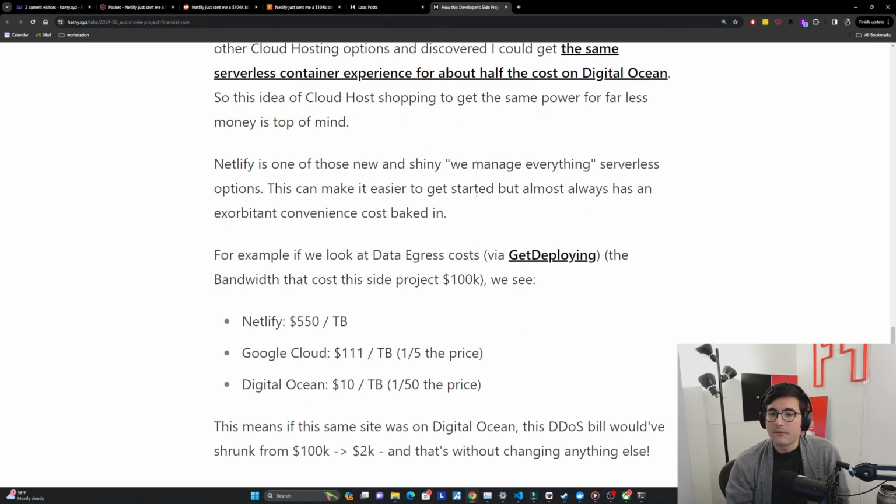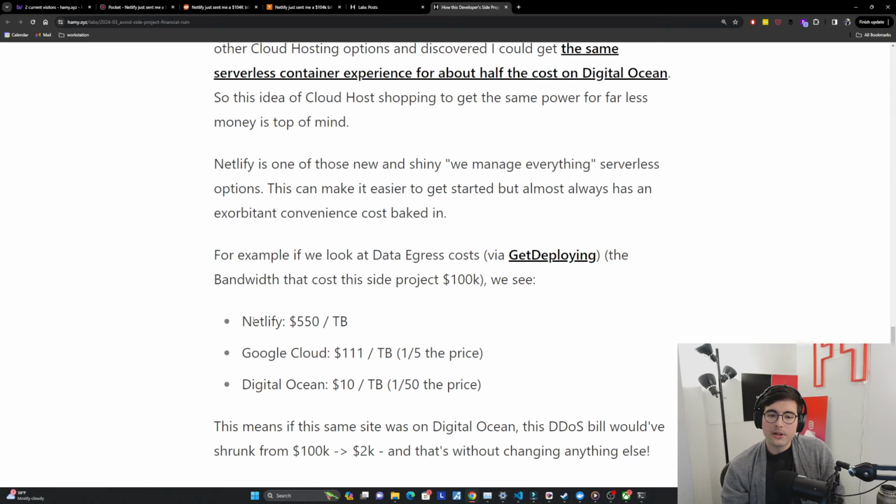Now, Netlify is one of those new and shiny, we-manage-everything serverless options. And this can make it easier to get started, but almost always comes with an exorbitant convenience cost baked in. And so, for example, if we look at data egress costs, via Git deploying, which allows you to kind of compare a lot of costs all in one table. And data egress is, you know, the bandwidth we were talking about earlier that basically cost the side project $100,000.